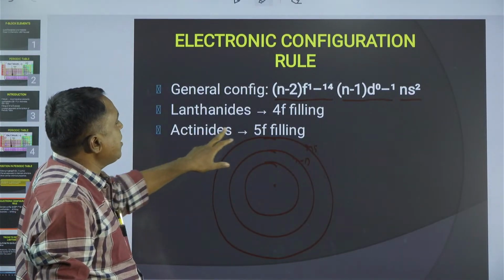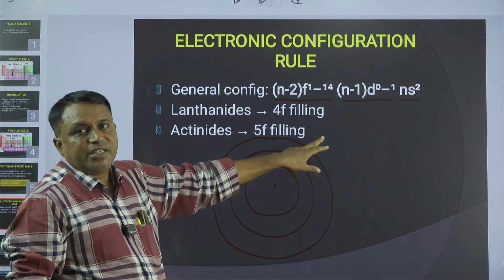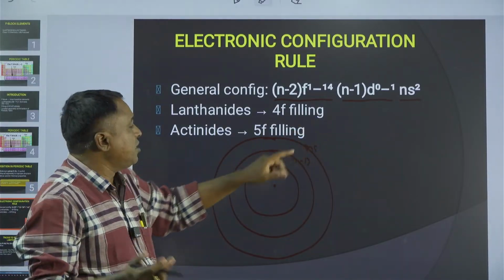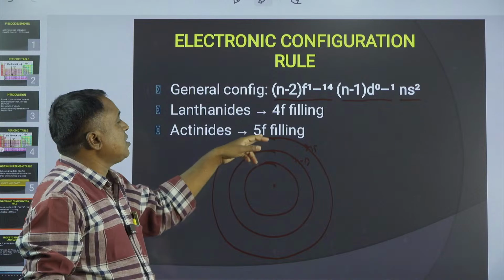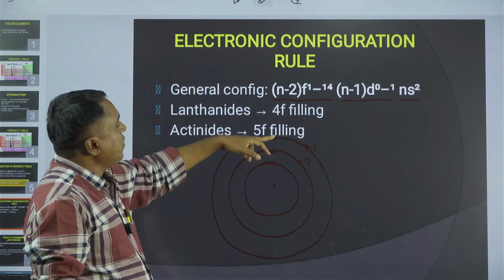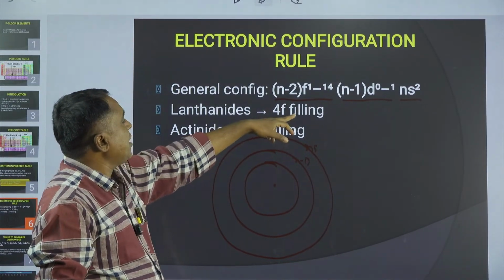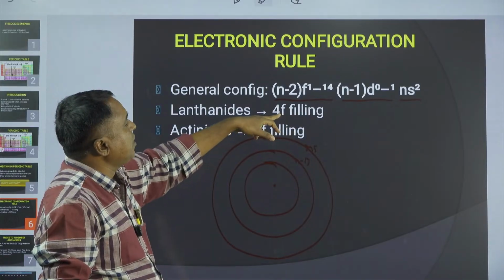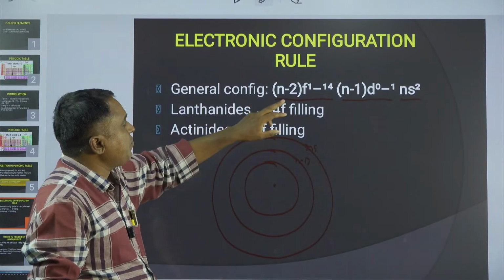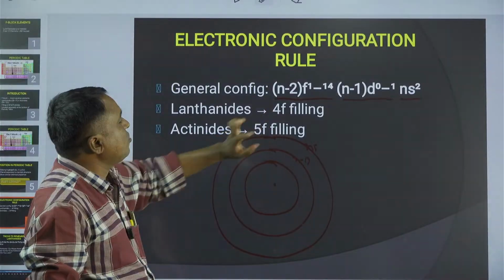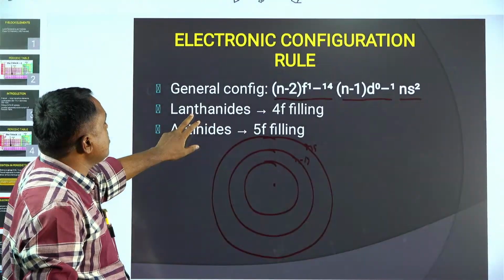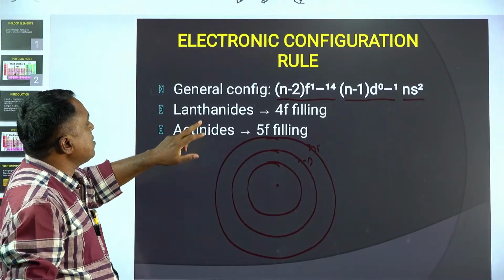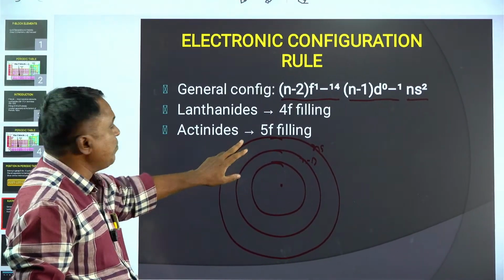In case of actinides, the last electron enters into the antepenultimate shell, that is the 5f shell. So in actinides, electrons are filled in 5f, and in lanthanides, electrons are filled in 4f orbitals. That's why lanthanides belong to 4f, actinides belong to 5f. So these are also called the 4f series of elements, and these are called the 5f series of elements.